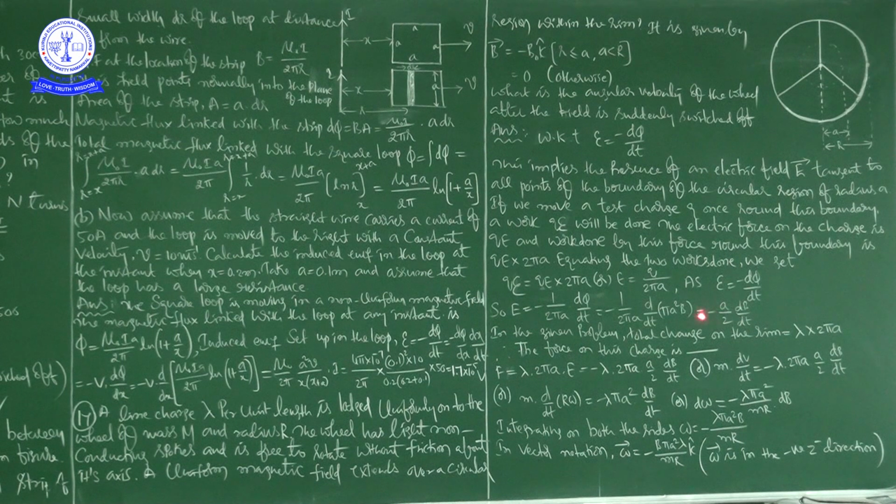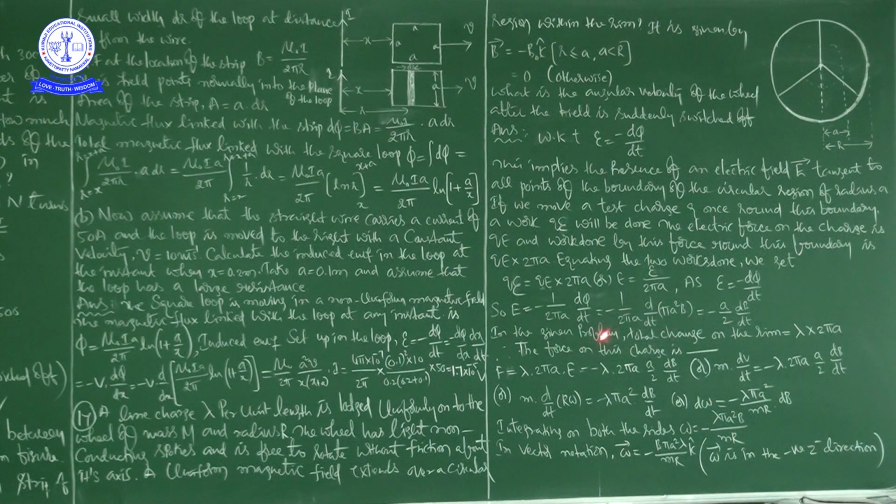Next, here we got that Q epsilon is equal to QE into 2 pi A, so Q and Q will get cancelled. What is the answer here? E is equal to epsilon by 2 pi A. And we know this formula from Faraday's laws of electromagnetic induction, that E is equal to minus 1 by 2 pi A into d phi by dt. So this value we are writing here.